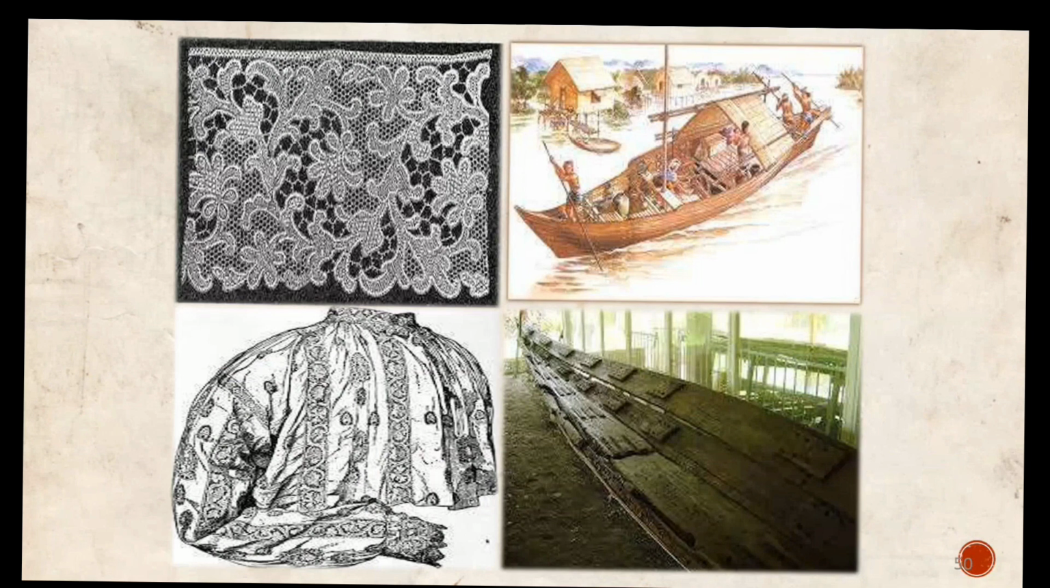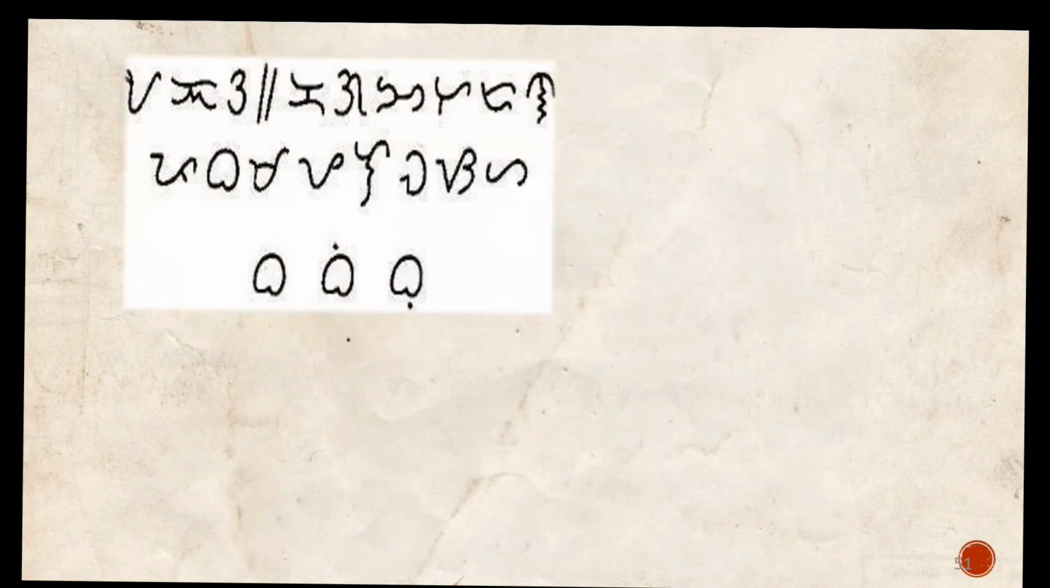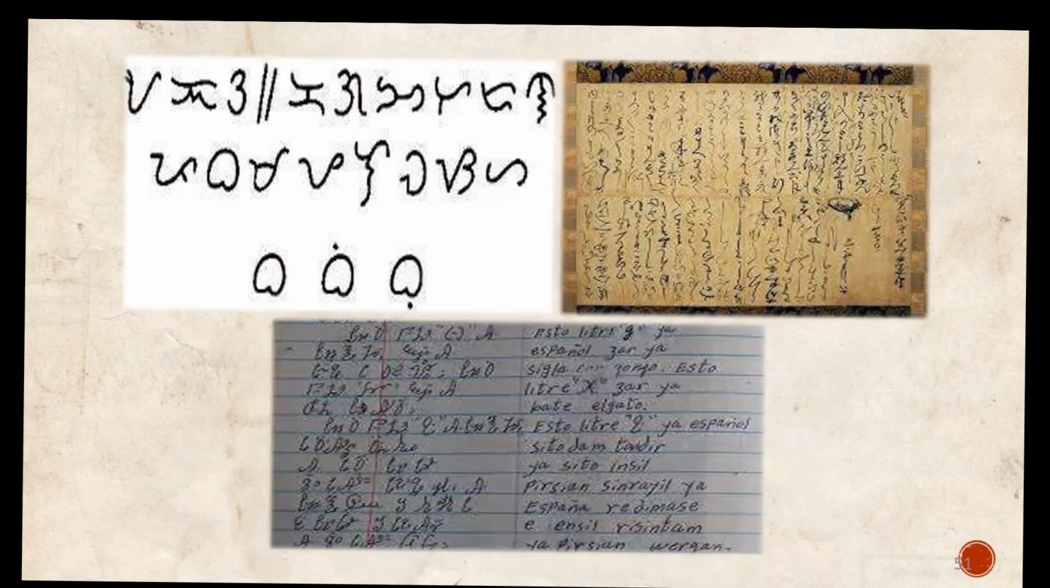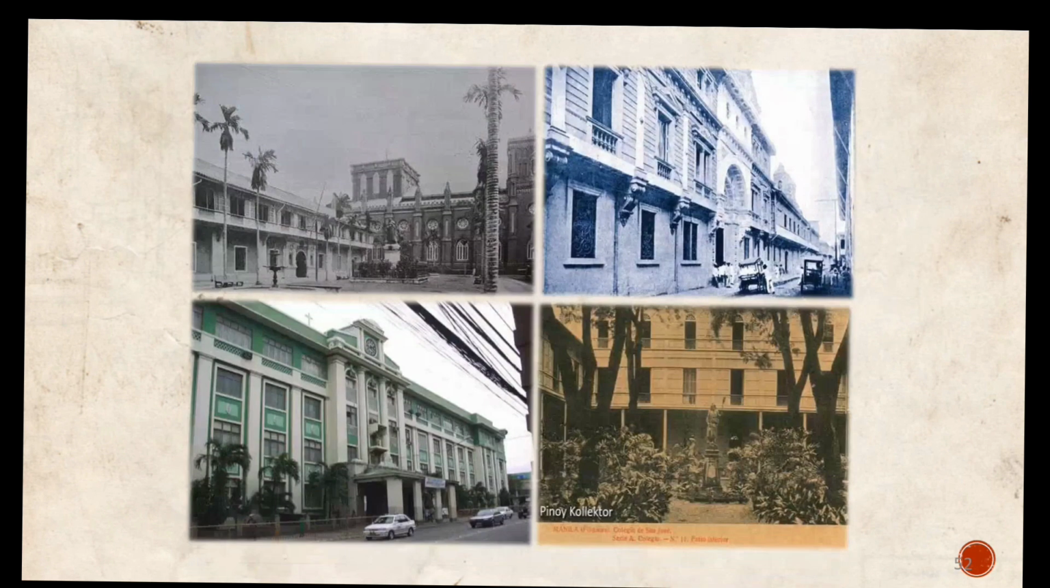So the ship, weaving. Remember that the Filipinos were able to import and export during that time, the same way as what the country is doing right now. Then the system of writing, the schools.